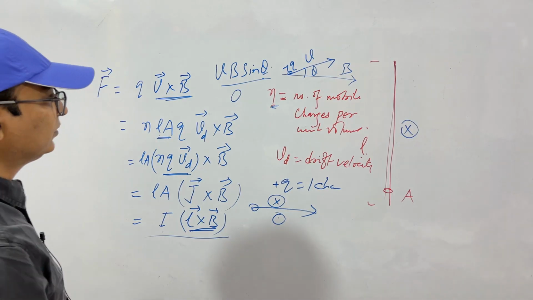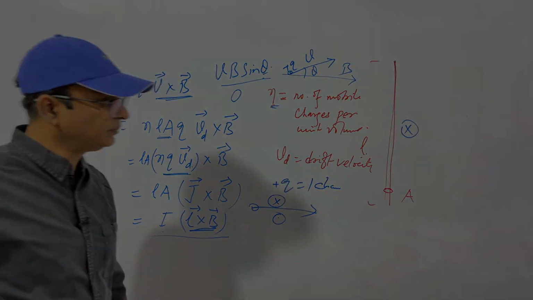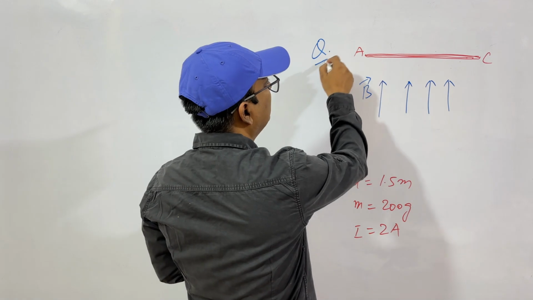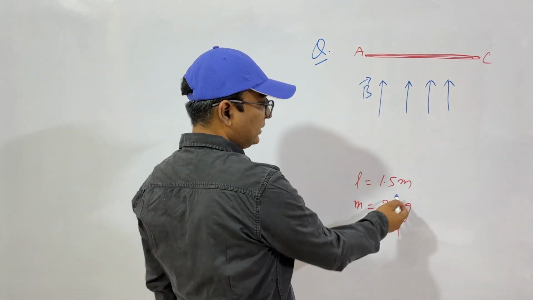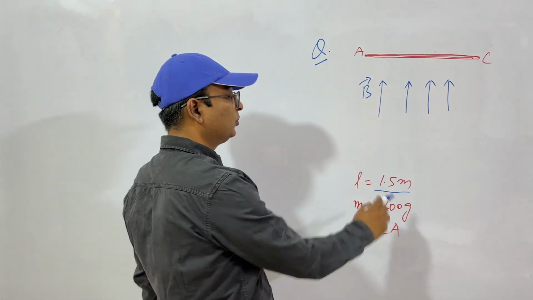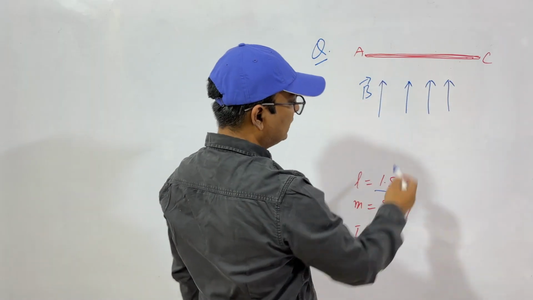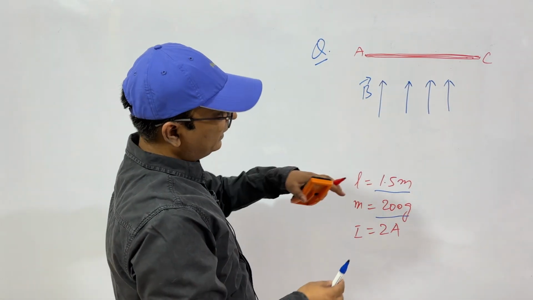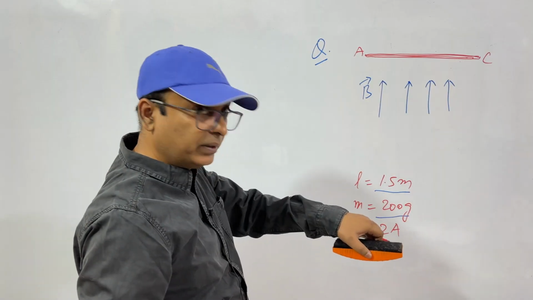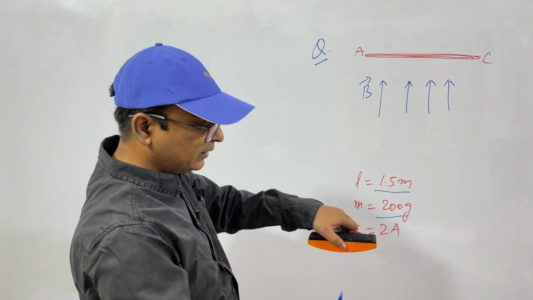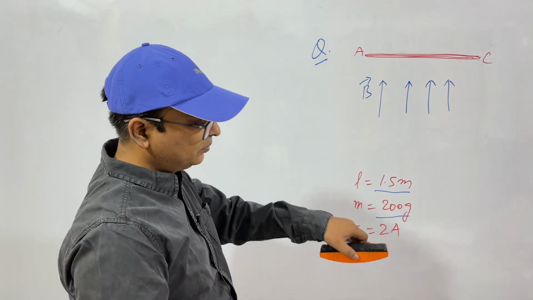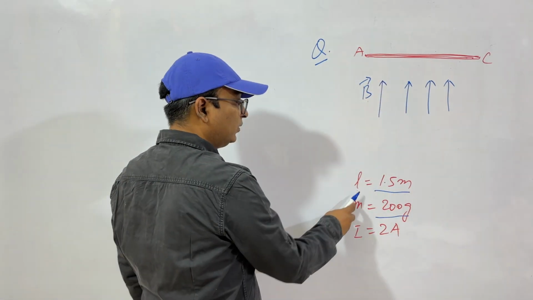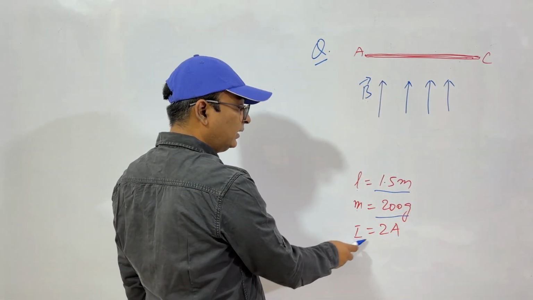Okay, let's solve a simple example to understand this. Our question is, we have a current carrying conductor, let's say AC, which has a length L of 1.5 meter. The mass of this conductor is 200 grams. It is suspended by a magnetic field horizontally, that is, in mid-air. We have a magnetic field in this direction which is holding this conductor. We have to find B when the length of the conductor, mass of the conductor and current in the conductor are given.